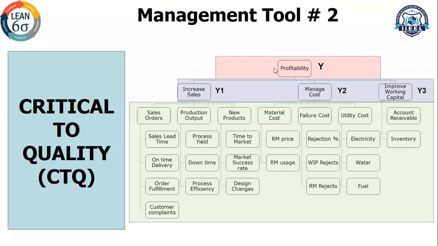So CTQ is a very important management tool for a project, because you need to break a bigger problem into smaller problems, and this is how you do that. I would say one of the critical components of a Lean Six Sigma project is setting up the CTQ.